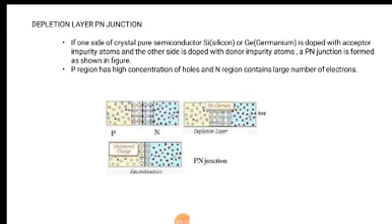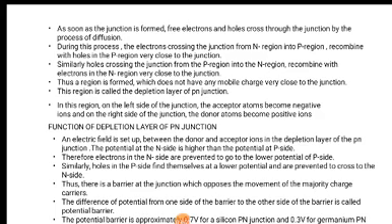Depletion region PN junction: if one type of pure semiconductor crystal is doped with acceptor impurity atoms and the other is doped with donor impurity atoms, this is called the depletion layer PN junction. During this process, a junction forms from N to P and P to N. These combine to form a layer in which the region between them does not have any mobile charge close to the junction. That is why we call it the depletion region.